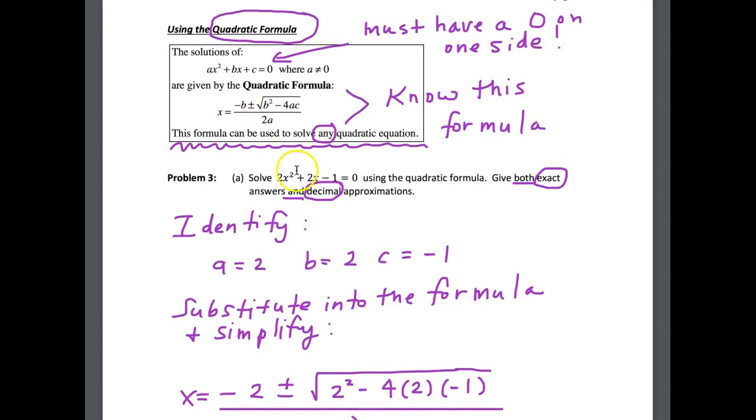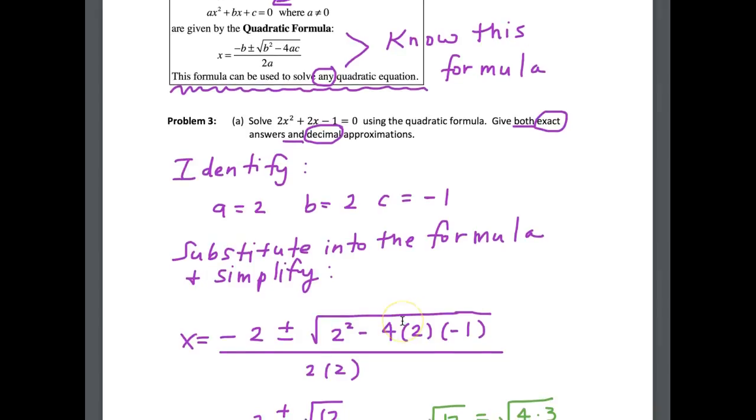All right, in problem 3, we're going to work on 2 problems using the quadratic formula. We're going to solve this equation, and we're going to give both the exact answers and decimal approximations. Notice the 0 is already on the right side. That's what's important. So if this 1 was moved over here, that would not be the value of C. We have to move that over to determine the value of C. Okay, so first step is to identify the A, B, and C that we're going to need for the quadratic formula here. So A is 2, B is 2, and C is equal to -1.